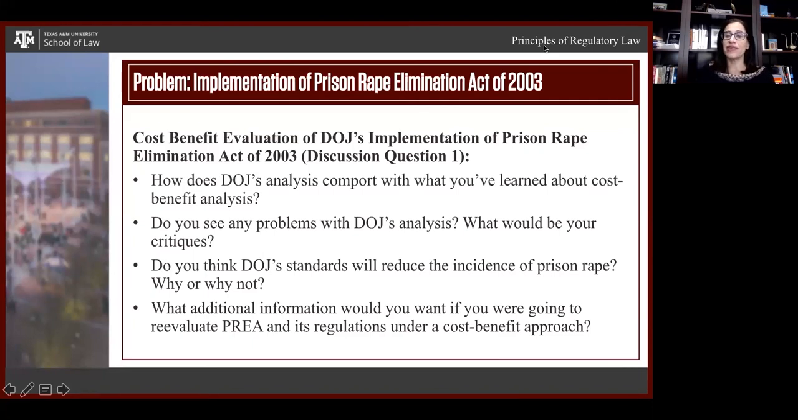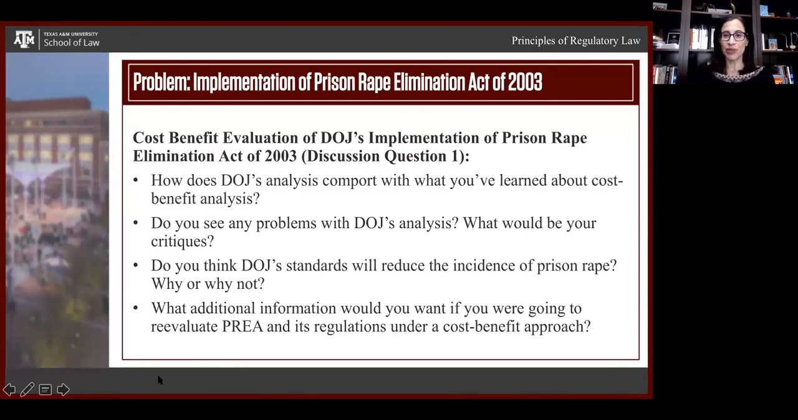I ask you to identify any problems you see with DOJ's analysis. What would your critiques be of that analysis? And if you think DOJ standards will actually reduce the incidence of prison rape. So do you think it would be effective, and why or why not? Another question that you may want to address is what additional information you would want if you were going to reevaluate PREA, or the Prison Rape Elimination Act, and its regulations under a cost-benefit approach.